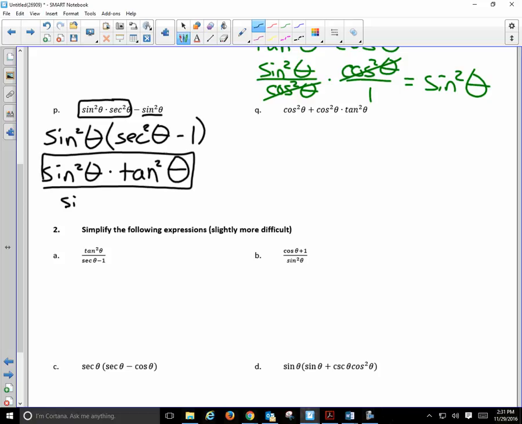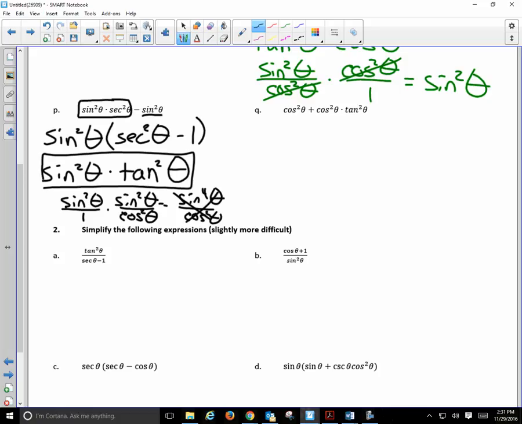But again, if you wrote sine squared of theta over 1 times sine squared of theta over cosine squared, you would end up writing sine to the 4th over cosine squared. And I don't think that that's any better than this. Nothing cancels. So I would like you to see that and then hopefully cross it off and circle that or box that. One last problem.